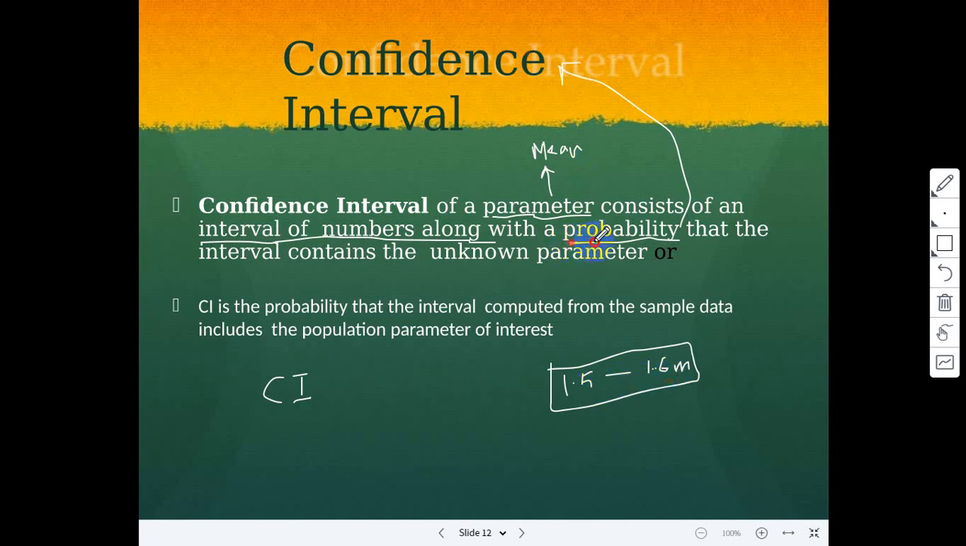So that is probability. Probability means how much confidence you have, how much percent. As I said earlier, 95% is our confidence. So now this is the probability that 95% the value will exist between 1.5 to 1.6.